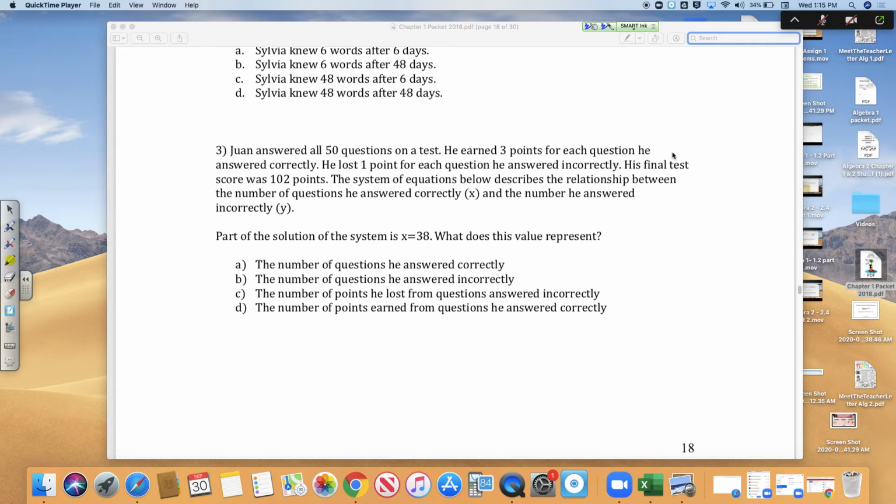So part of the solution says that x is equal to 38. And what does that represent? Well, we know x is the number of questions he answers correctly, so that would mean the answer is A. Okay, so flipping this over to number 4.